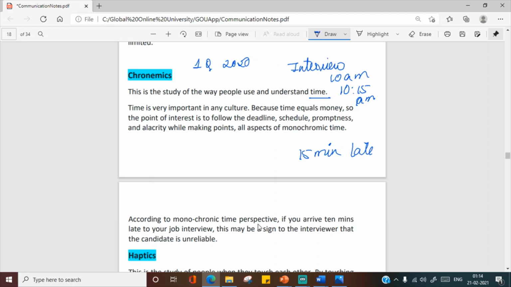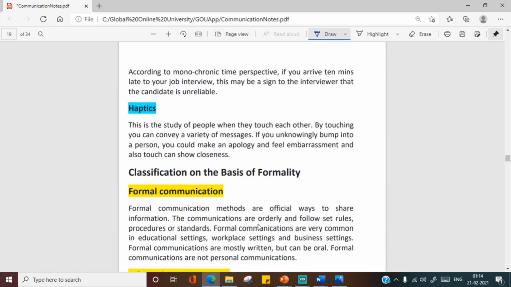But chronemics means understanding and using time, because in some cultures time is very precious. We usually say time is money. In that setting, being 15 minutes late is also a very big thing. So chronemics is the study of the use of time, understanding and using time.